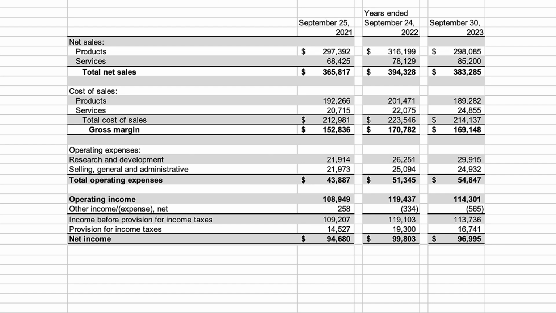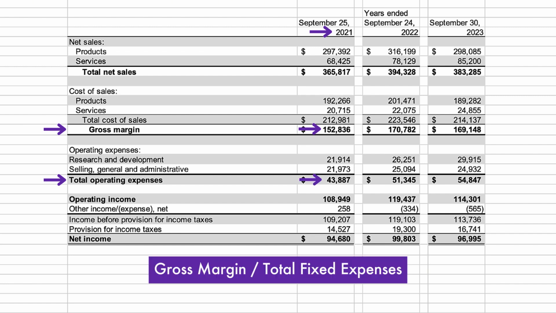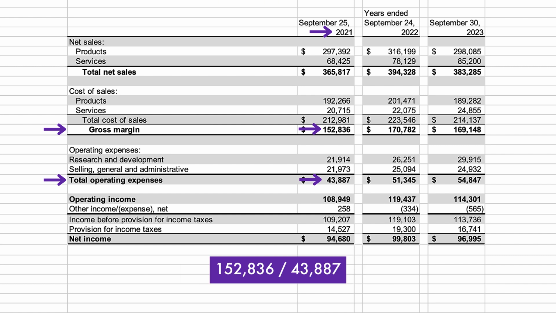Let's start with September 25th of 2021. Their gross margin was $152,836. Their operating expenses were $43,887. So if you take $152,836 and divide that by $43,887, you get a number of 3.48, if you round to the nearest hundredth place.